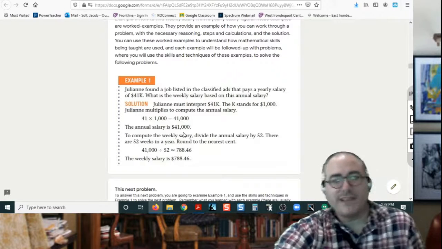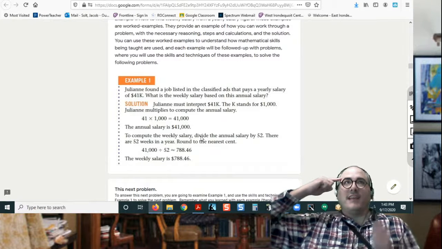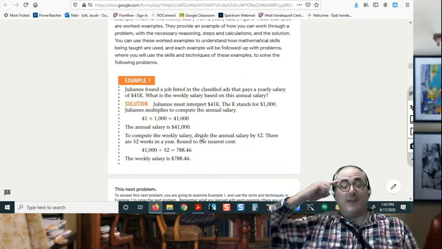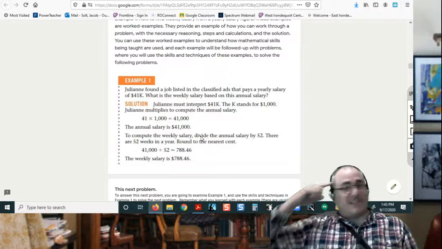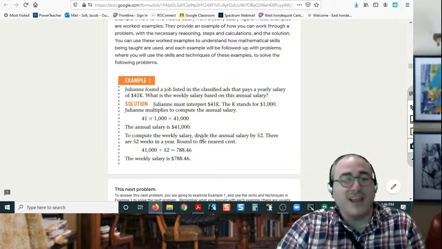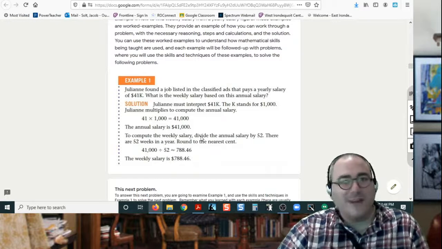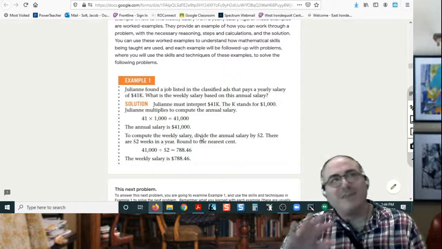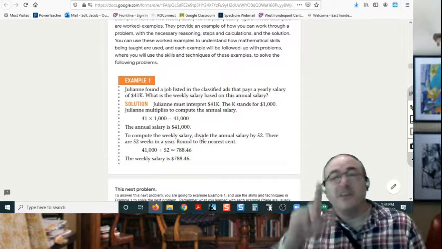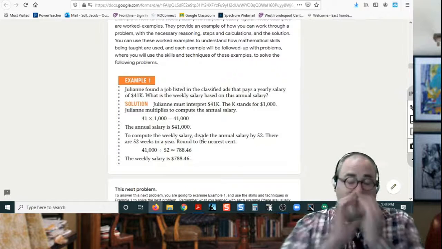Well, to compute the weekly salary, we have to know something. We have to know that inside every year is 52 weeks, right? 52 weeks in every year. That's just something that the Regents is going to expect you to know. That's one of those things you kind of have to put into your memory and have memorized. That there are 52 weeks in every year, there are 12 months in every year, and there are approximately 365 days per year. But if some of you will tell me, but Mr. Soule, there's 366 on leap years. Yes, okay.